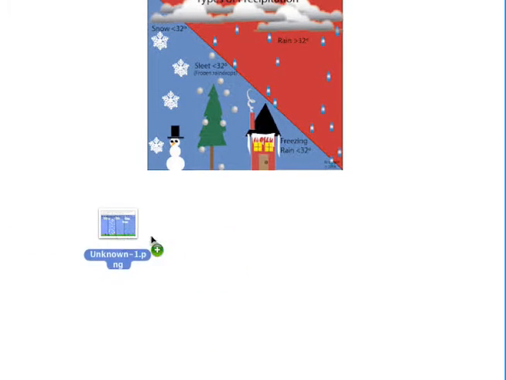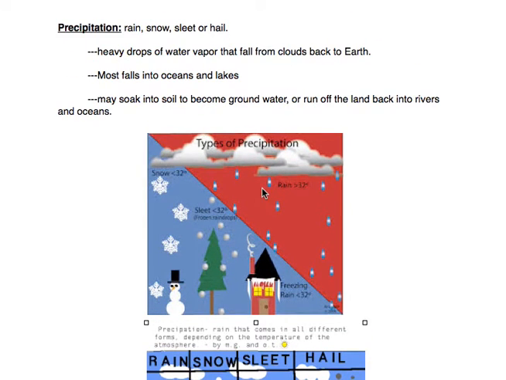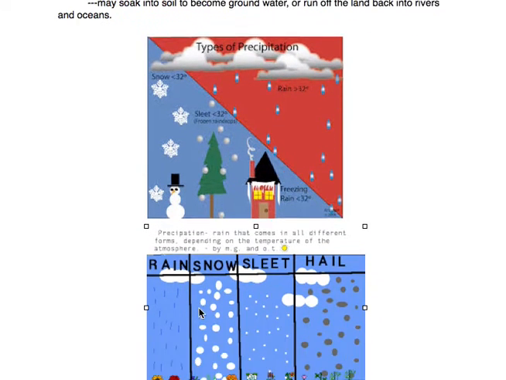And here's, oops, that's not the one I wanted to use. Here's another picture that talks about the four that we have actually listed up here. I liked this picture better, but this one actually says rain, snow, sleet, and hail, as does our book. So I wanted to include that as well.